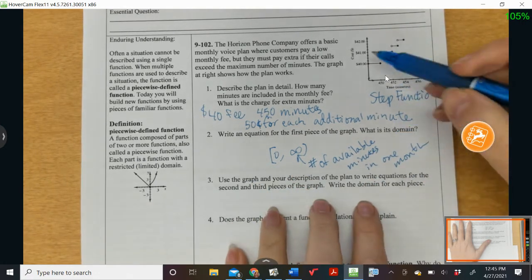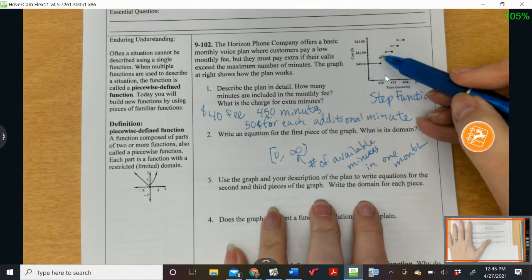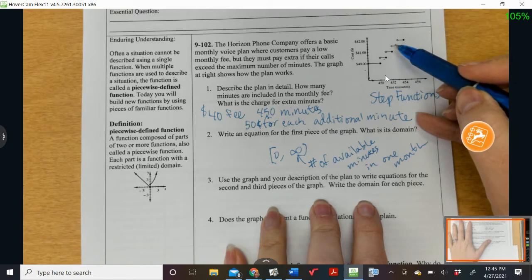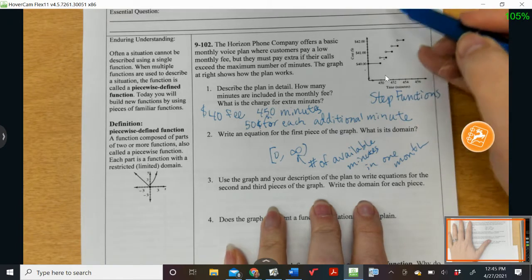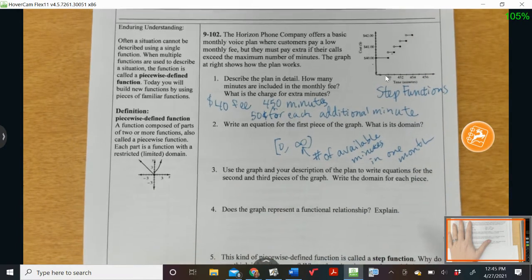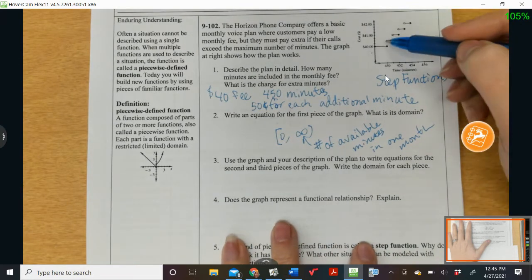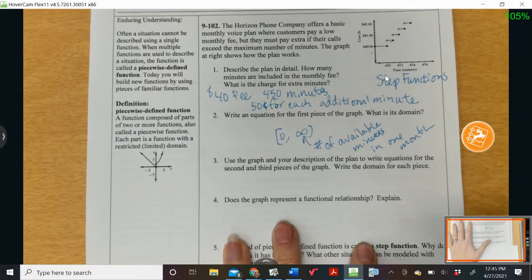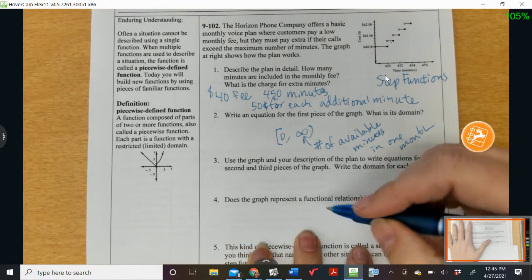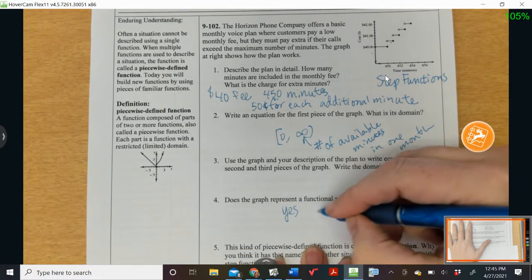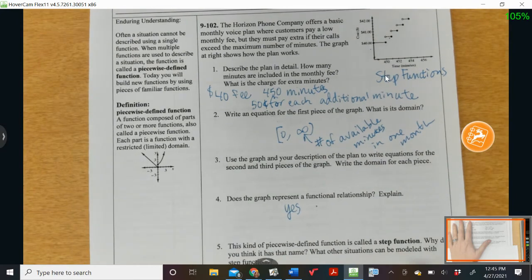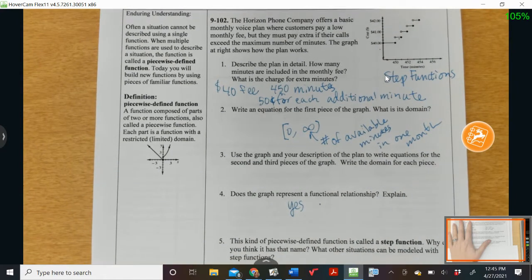The range, however, is 40, 40.5, 41, 41.5, 42, 42.5, and so on. Okay. Does a graph represent a function? Absolutely. They never charge you two different numbers for the same amount of time. So it is a function, yes. But this is called a step function. We're going to leave it with this information.